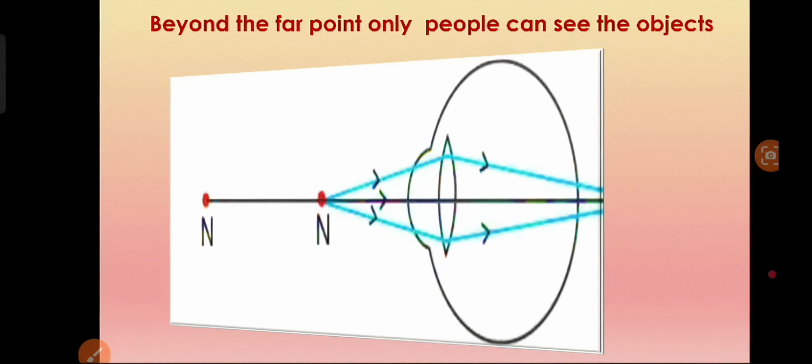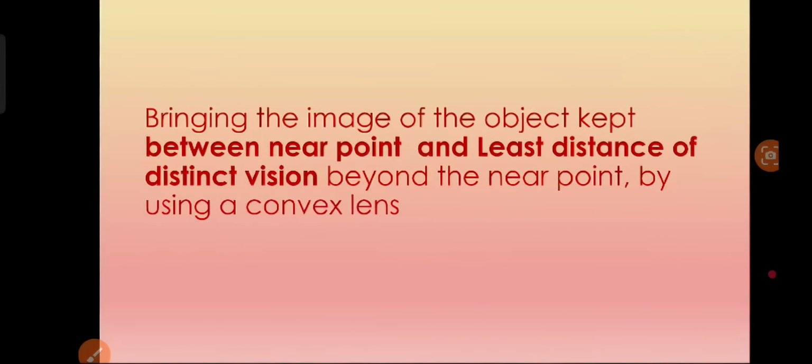Here you can see, if the object is kept at the least distance of distinct vision, the image is going to be formed beyond the retina. If you keep the object beyond the near point, as usual the image will be formed on the retina. So to bring the image of an object kept between the near point and the least distance of distinct vision onto the retina, we can use a convex lens, that is a converging lens.